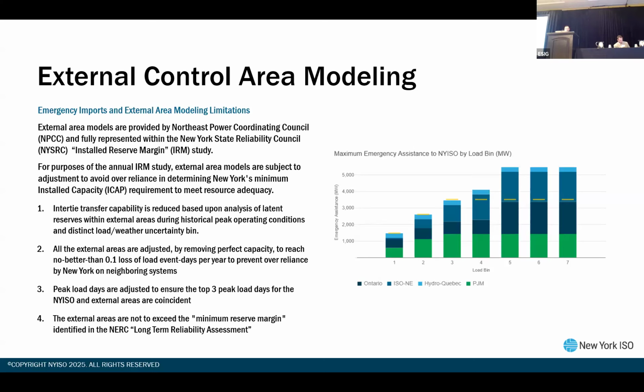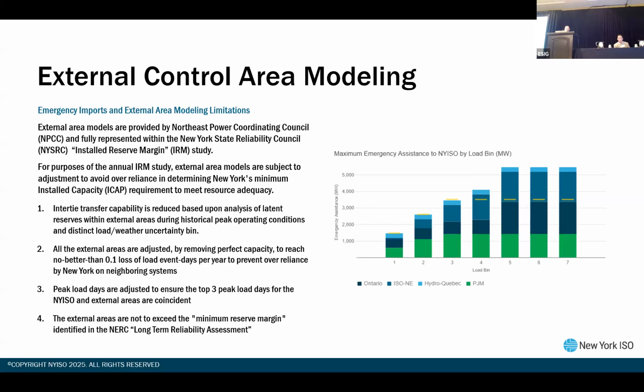So what I'll talk about today is really New York's approach for how we assume emergency assistance, emergency assistance being sort of non-compensated free capacity that we can pull from our ties. New York ISO actually has almost 10 gigawatts of ties with our neighbors. We're interconnected with Hydro-Quebec, ISO New England, PJM, and Ontario. So obviously 10 gigawatts is almost 30% of our peak load.